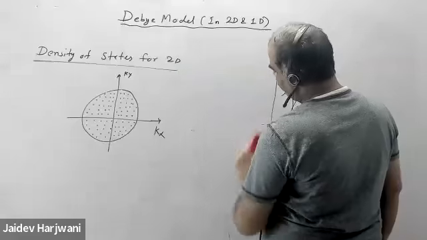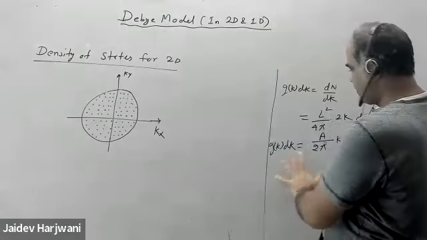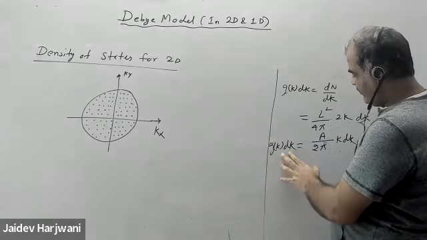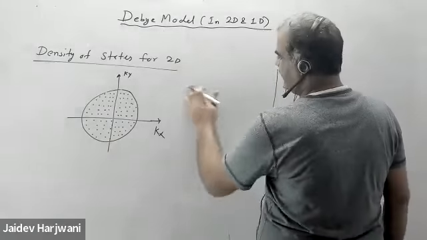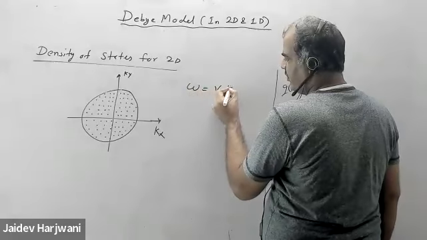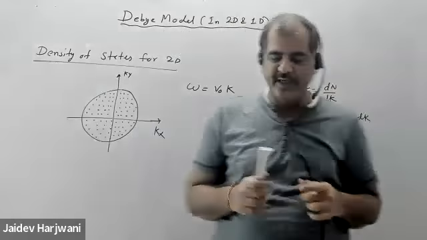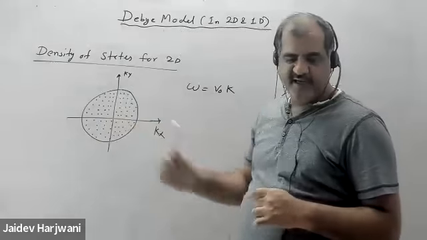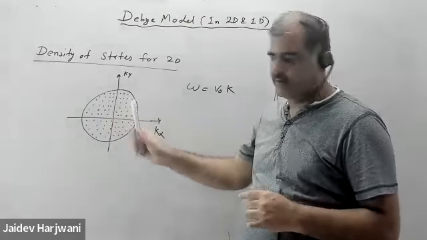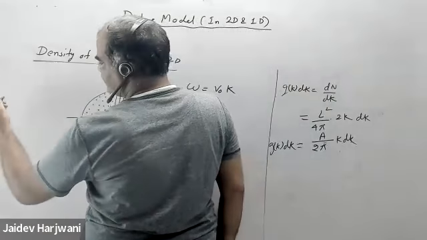Now, in the Debye model, what happens? In the Debye model, the first thing is to write the expression for g(k) dk. Now in the Debye model, we know V is equal to V naught K. If you have 3D, we have 3 acoustic branches. If it is the 3D case, we have three acoustic branches in the dispersion curve.